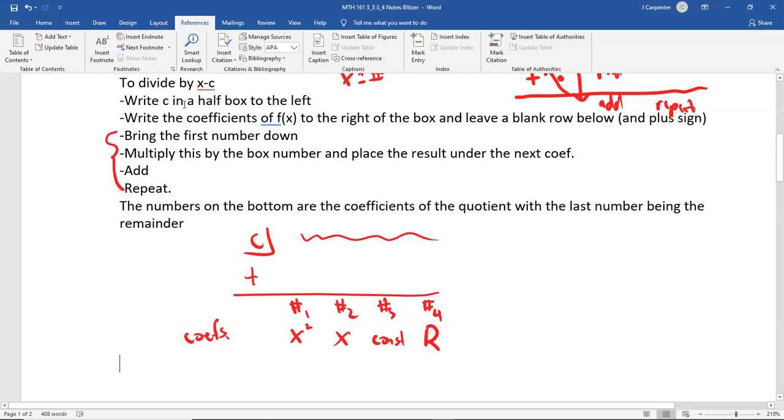The c goes in a half box, which will change signs. The coefficients of the top go to the right. Leave a blank row, bring the first number down, multiply, add, multiply, add, multiply, add. And then your answer is based on that final row. From far right, that's the remainder, then the constant coefficient, the x coefficient, the x squared coefficient, the x cubed coefficient, until you run out of terms.